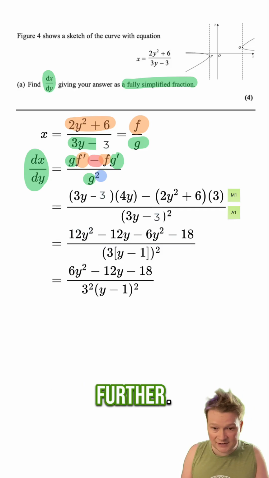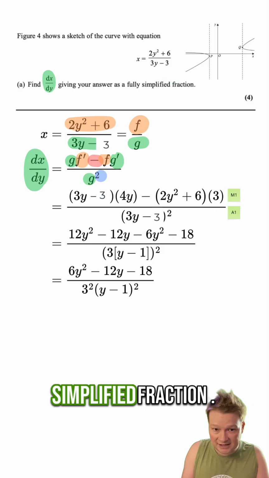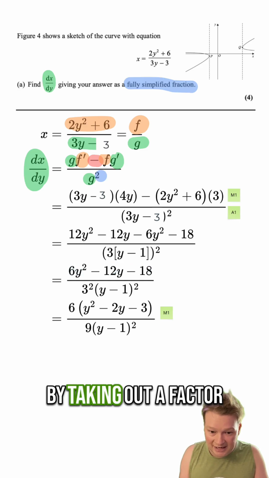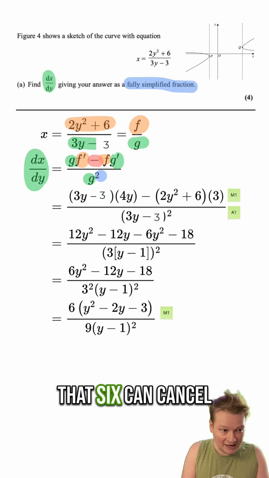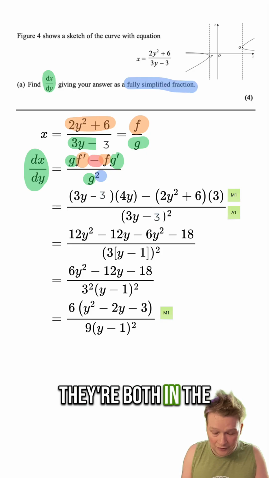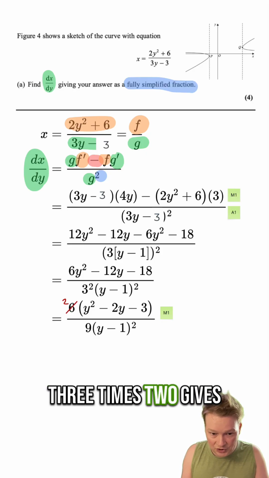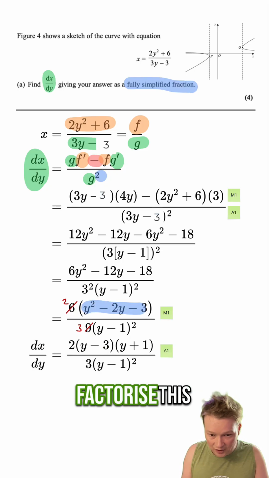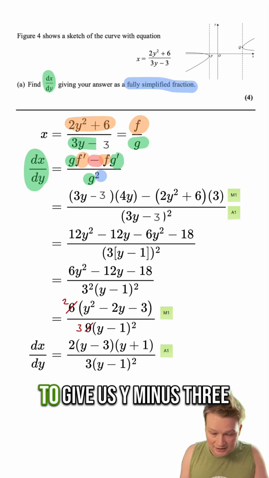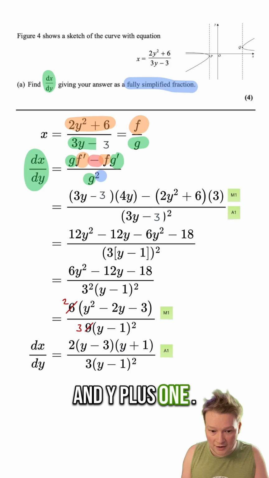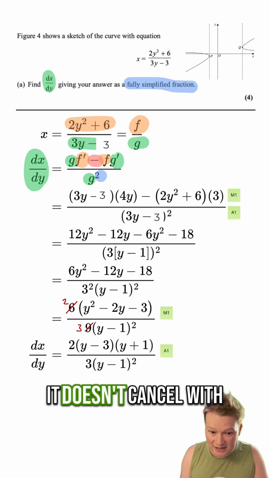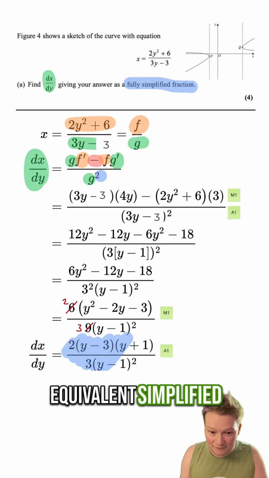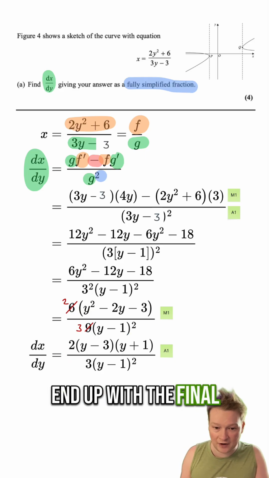We can simplify this further. Remember, we were looking for a fully simplified fraction. Notice that we can factorize the numerator by taking out a factor of 6. That 6 can cancel with the 9 because they're both in the 3 times table. 3 times 2 gives you 6, 3 times 3 gives you 9. Notice also that we can factorize this quadratic term here to give us y minus 3 and y plus 1. That's a good thing to do just to check that it doesn't cancel with this term here. If you get to an equivalent simplified fraction to this, you end up with the final mark.